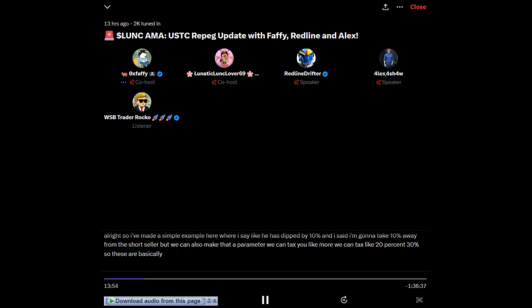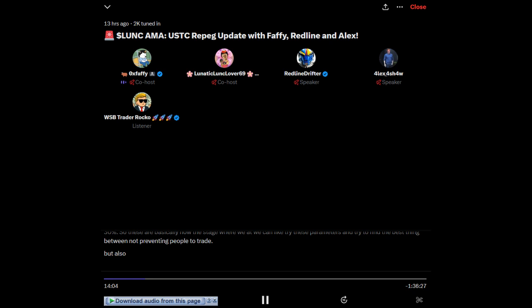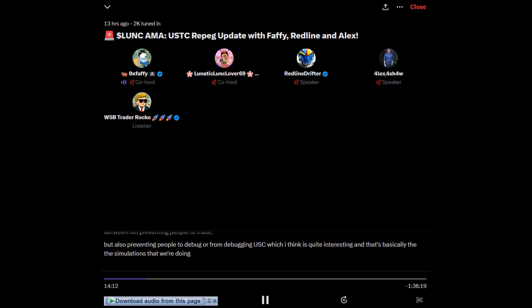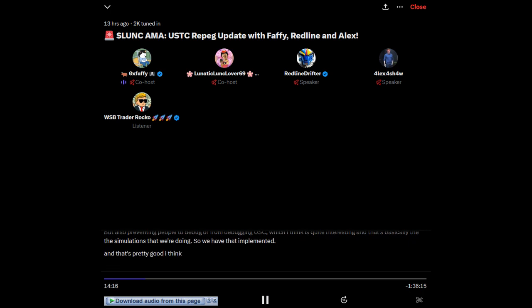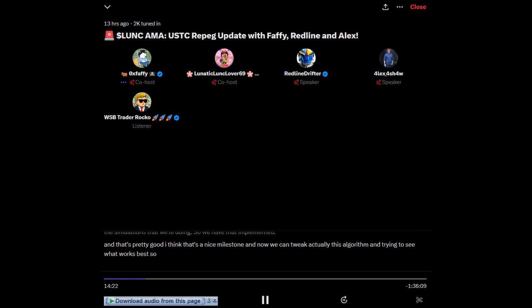So this is the stage where we are at. We can try these parameters and try to find the best balance between not preventing people from trading, but also preventing people from depegging USTC, which I think is quite interesting. And that's basically the simulations that we're doing. So we have that implemented, and that's pretty cool. I think that's a nice milestone. And now we can tweak this algorithm and try to see what works best.